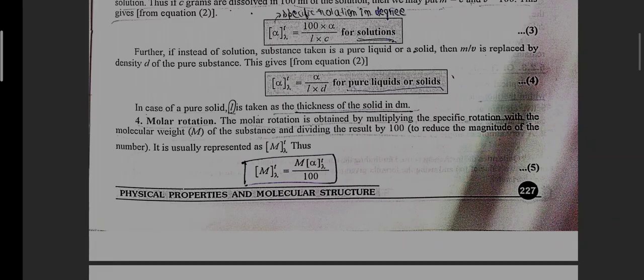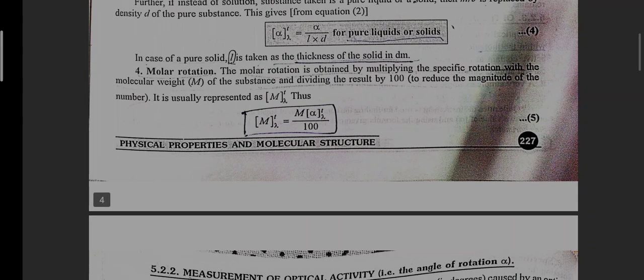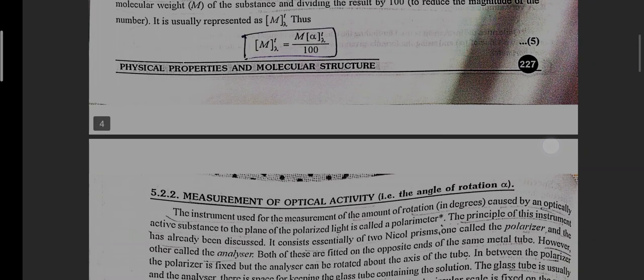Fourth definition is of molar rotation. The molar rotation is obtained by multiplying the specific rotation with the molecular weight M of the substance and dividing the result by 100. It is usually represented as M limits tends from lambda to T.